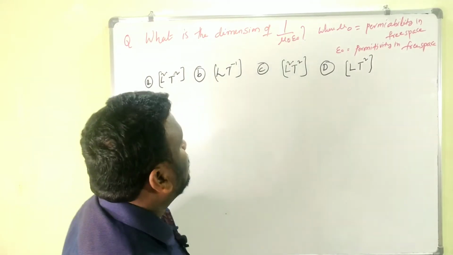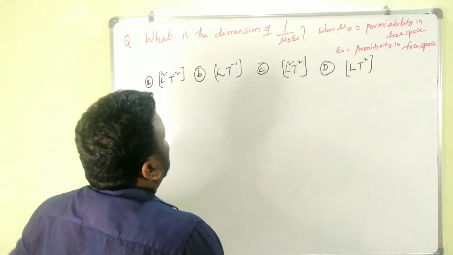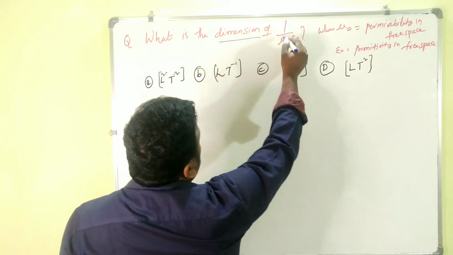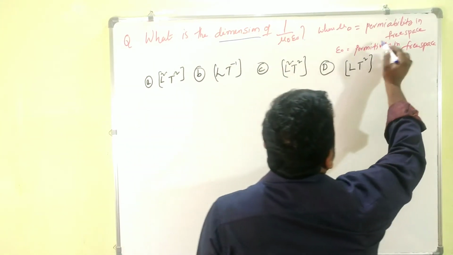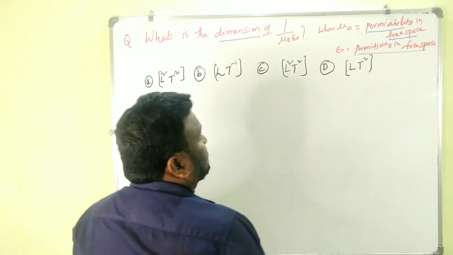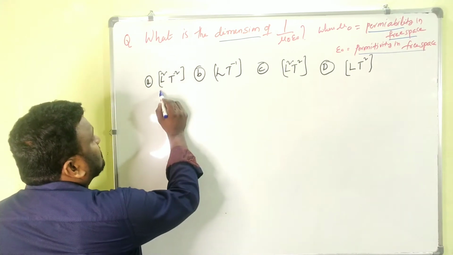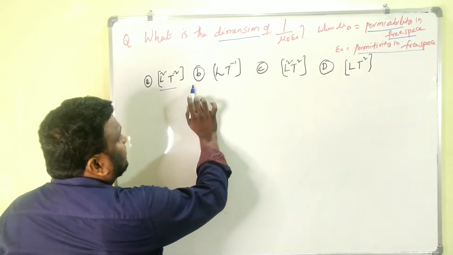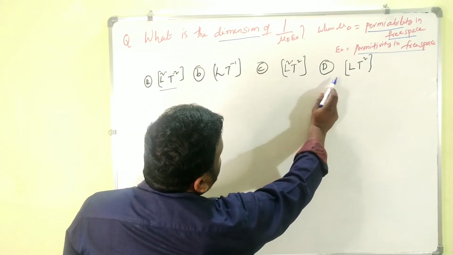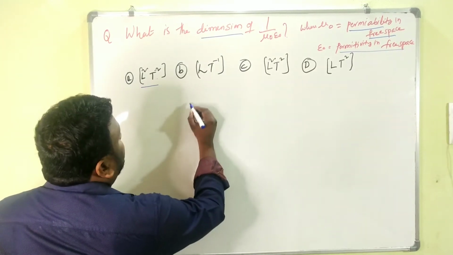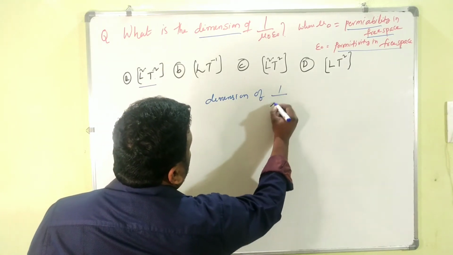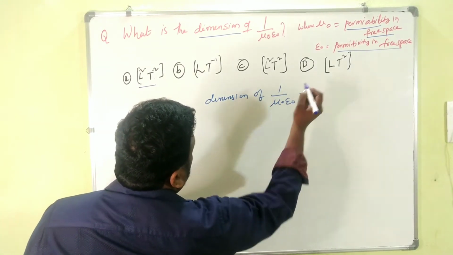Question: what is the dimension of 1 by mu naught epsilon naught, where mu naught is the permeability in free space and epsilon naught is the permittivity in free space? Options are given. First option is L square T to the power of minus 2, second option is L T inverse, third option is L square T square, and fourth option is L T square. We have to find the dimension of 1 by mu naught epsilon naught.